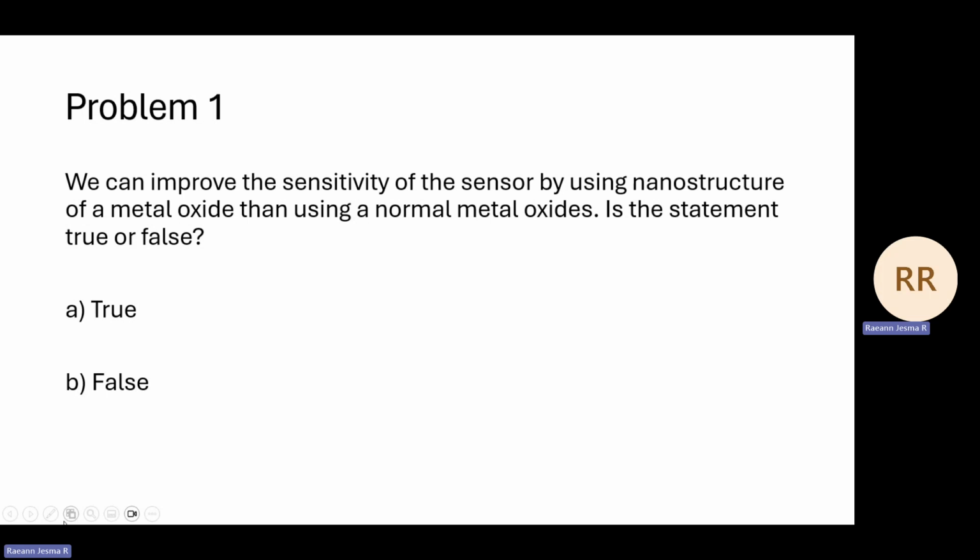First, we'll start with problem number 1. We can improve the sensitivity of the sensor by using nanostructure of a metal oxide than using normal metal oxides. Is the statement true or false?